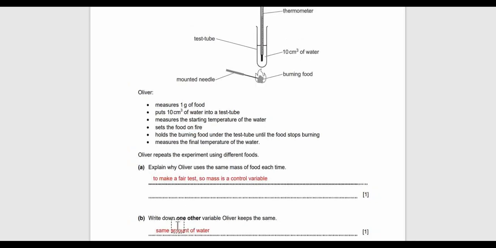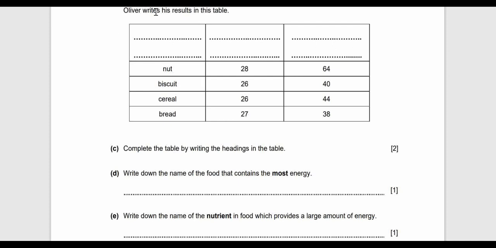Well, one example is same amount of water. You may answer, or you can also answer same distance from the food to the test tube. Next number, still about Oliver. Oliver writes his results in this table.